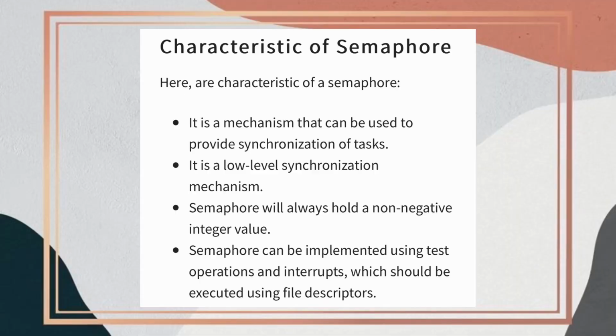Here are some characteristics of semaphore. Number one, it is a mechanism that can be used to provide synchronization of a task. Number two is it is a low level synchronization mechanism. Third is semaphore will always hold a non-negative integer value. And lastly, semaphore can be implemented using test operations and interrupts which should be executed using file descriptors.